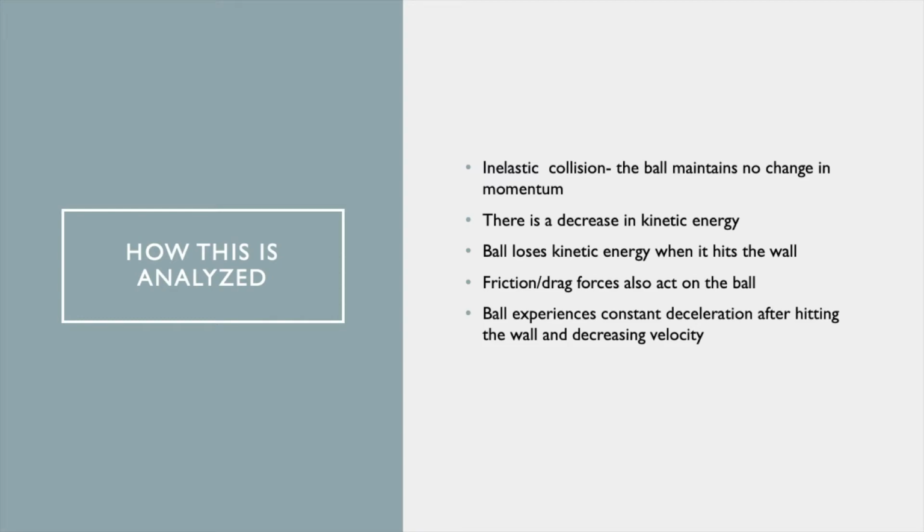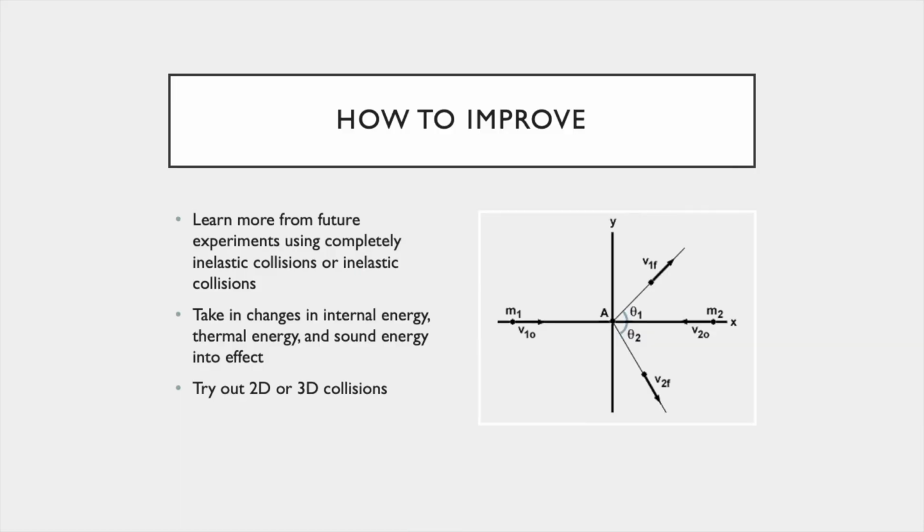Since it's an inelastic collision, that means that the ball maintains no change in momentum. The ball moved at a momentum that was equal to mass times velocity as it came closer to the wall. Then as it came back, it was negative mass times velocity. However, there was a decrease in kinetic energy. Because of that, as the ball returned, it eventually slowed down, since the ball loses kinetic energy when it hits the wall. Also, the friction and drag forces act on the ball, so that's why the ball came back in an exponential position versus time graph. It experienced constant deceleration and linear decreasing velocity.